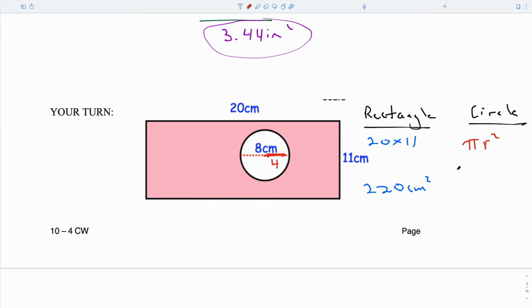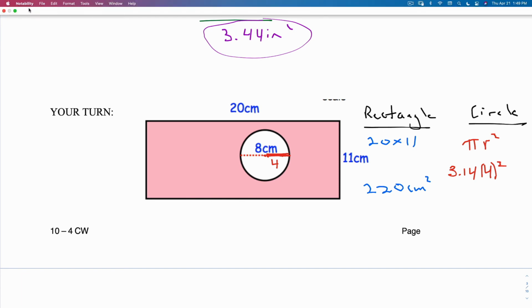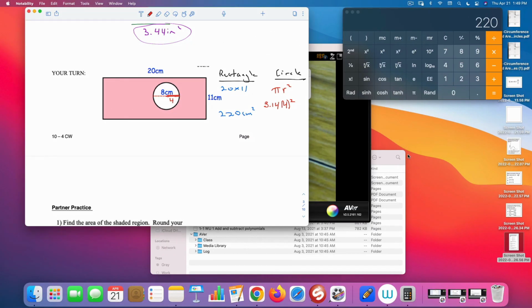It's because the radius is only half of the diameter. Aiden, why was my radius 4 and not 8? The radius is always half your diameter. So the radius was half of 8. 3.14 times 4 squared is your equation. 3.14 times 4 squared. Morgan, what's the answer of the circle's area?